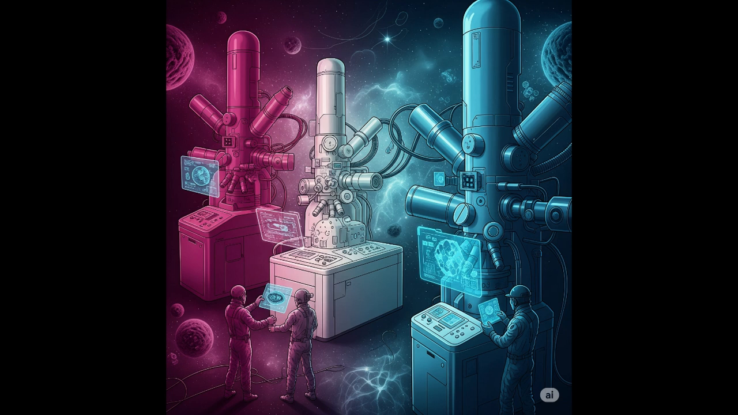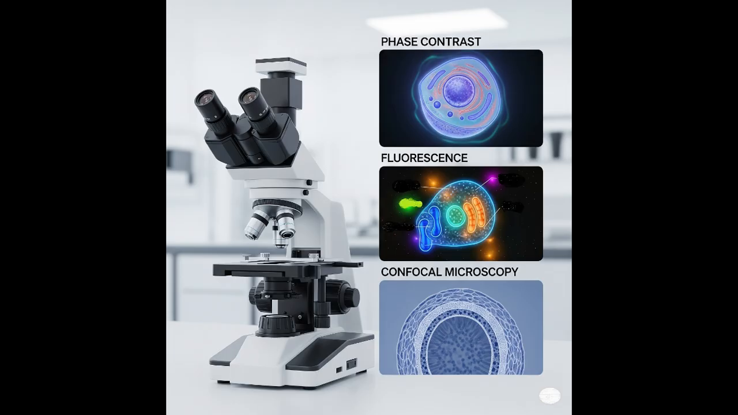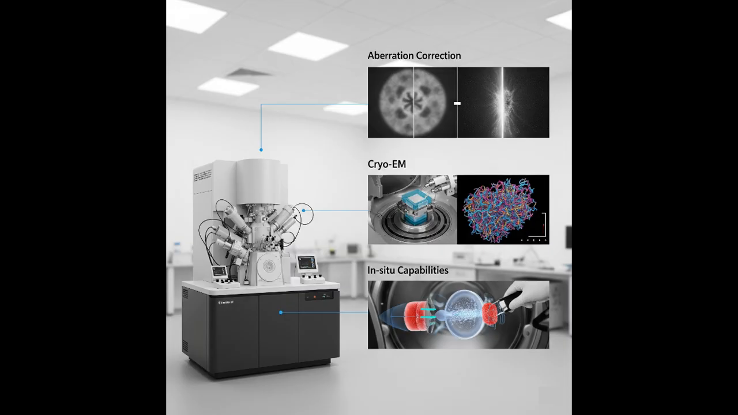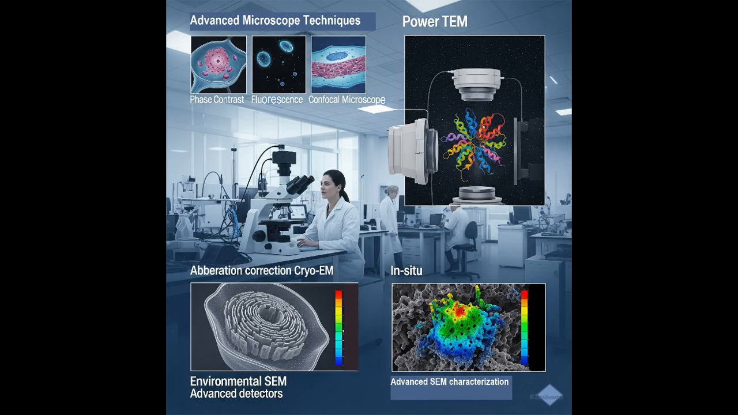Further design improvements is stage 5 and is where we see continuous innovation. For optical microscopes, this involves phase contrast, fluorescence, and confocal microscopy. For TEMs, it's about aberration correction, cryo-EM, and in situ capabilities. For SEMs, we've seen environmental SEMs, field emission guns for better resolution, and advanced detectors. This stage is ongoing, with each generation of microscopes becoming more powerful and versatile.